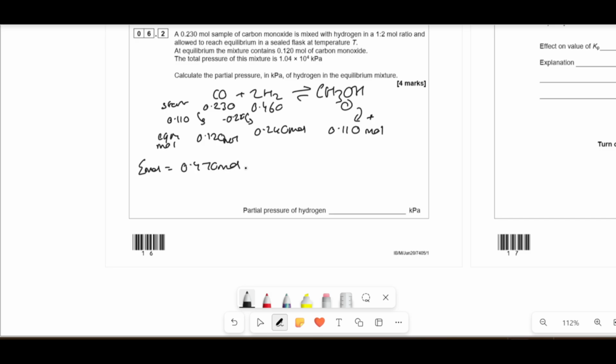Now, we want to find the partial pressure of hydrogen. They've told you the total pressure of this whole thing is that. The partial pressure is the total pressure times the mole fraction. So the mole fraction is just whatever the moles of this is over the total moles. So the partial pressure of the hydrogen gas is going to be 1.04 times 10 to the 4 times the fraction of moles that is this. So that's going to be 0.240 over the total, which is 0.47, which gives you 5310 kilopascals.